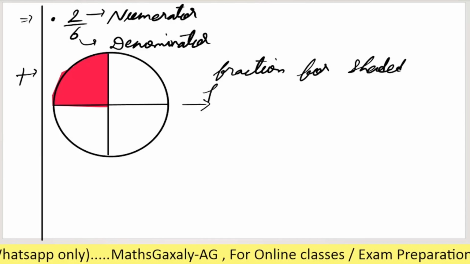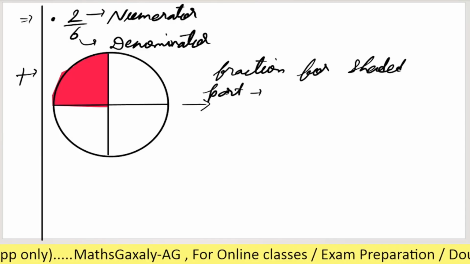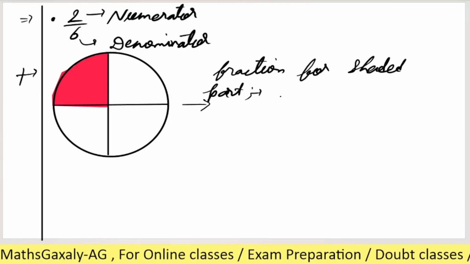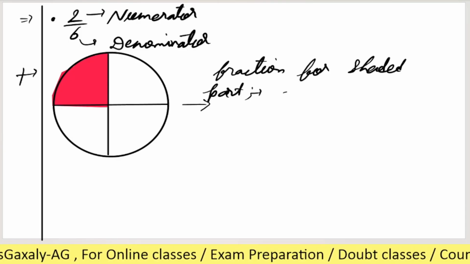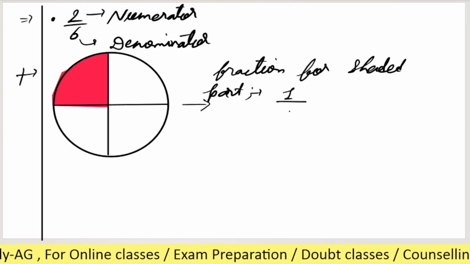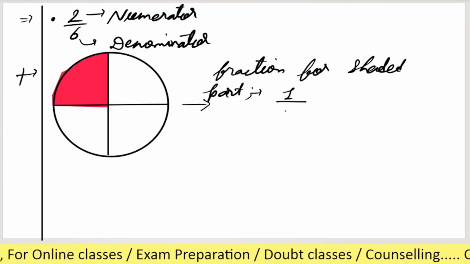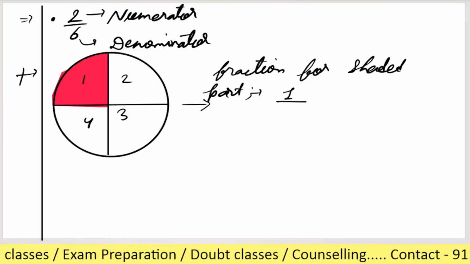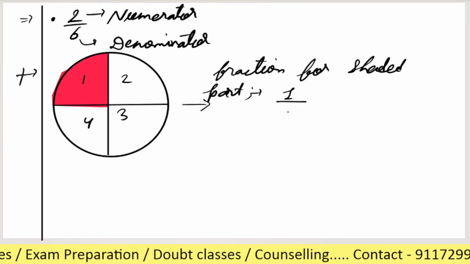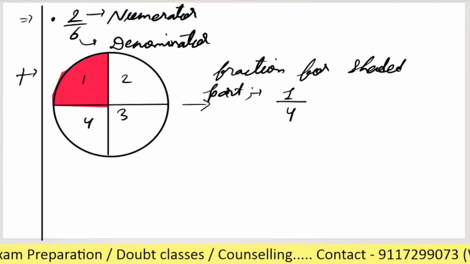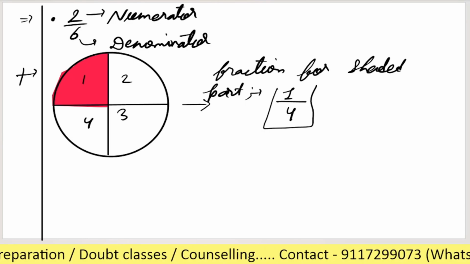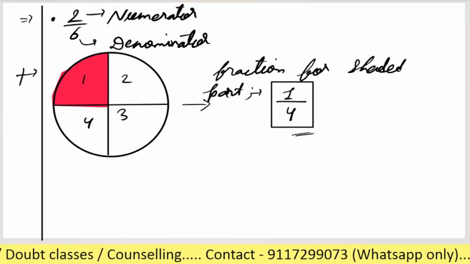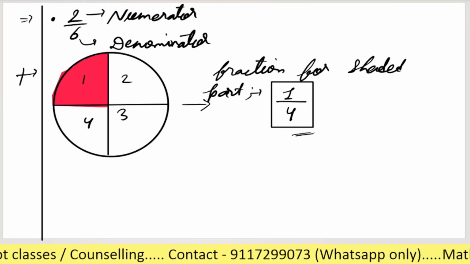The fraction for the shaded part. Okay, it will be 1 by 4, dear. In the numerator we write the shaded part, it is 1. Okay, and in the denominator we have to write the total part, or the whole part. As you can see here, 1, 2, 3, 4, the total number of parts is 4. Very good. So here the fraction will be 1 by 4. So did you understand the fraction now?